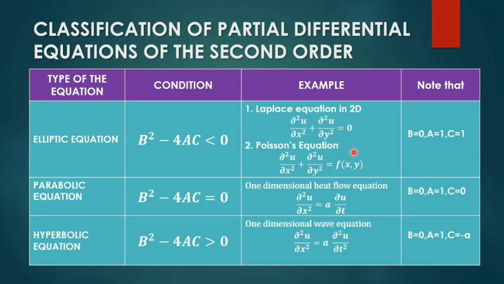Particular examples are given here. A Laplace equation in 2 dimensions, that is dou square u by dou x square plus dou square u by dou y square equal to 0. And a Poisson's equation, dou square u by dou x square plus dou square u by dou y square is equal to f of x comma y.